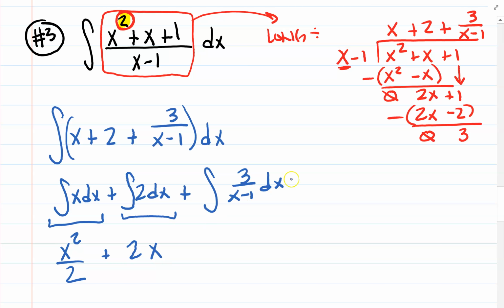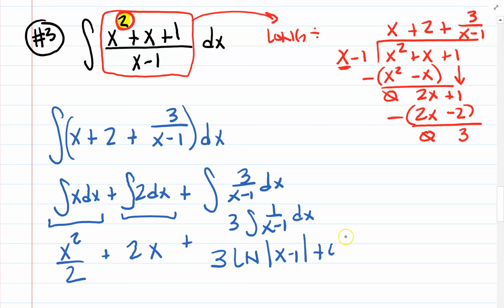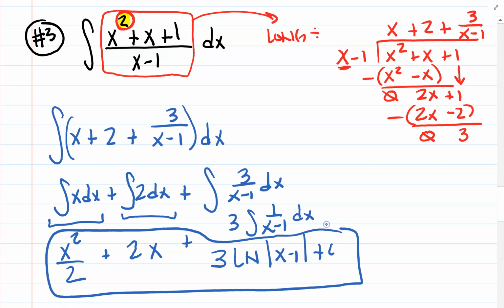This can be rewritten as 3 times the integral of 1 over x minus 1 dx. And hopefully now we've realized that that can be rewritten as 3 times the natural log of whatever our u is, or in this case, it's going to be my denominator. So x minus 1, and then plus c. So all of this becomes the answer.